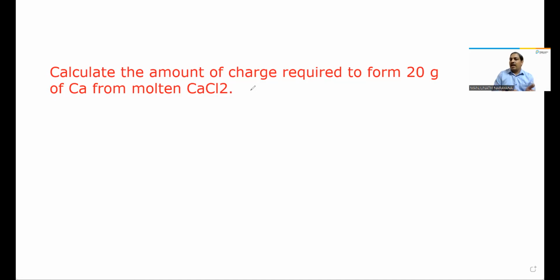Yes, so from the half equation, we'll get an idea about the relation between amount of calcium and number of electrons. And from number of electrons, we get the idea about the amount of charge. So first thing, we write the half equation. Calcium 2 plus gains 2 electrons at the cathode giving rise to formation of calcium. So according to this equation, formation of 1 mole of calcium requires 2 moles of electrons.